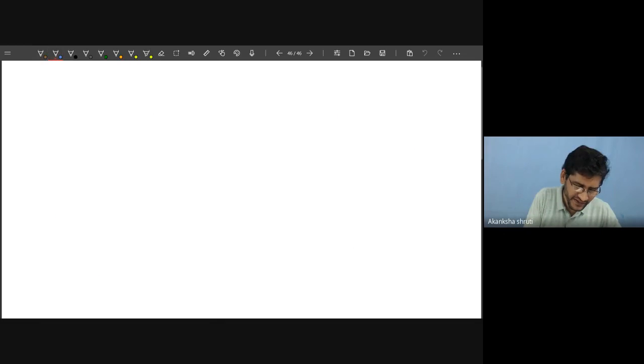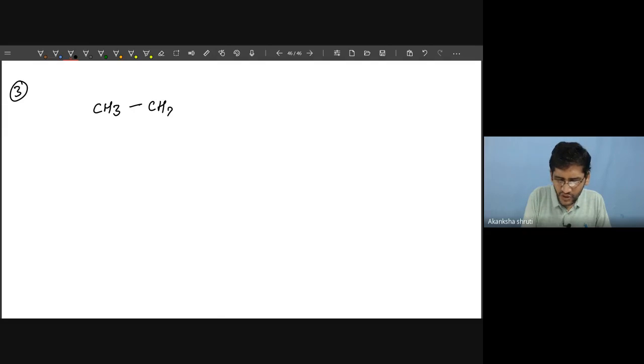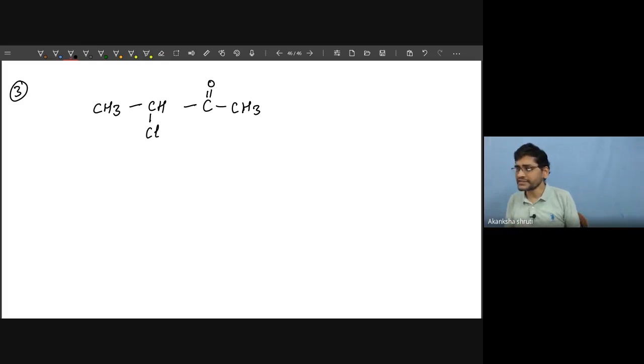Example three. Student, let us consider CH3, CH2, C, means ketone, I had already discussed, CH3, then at this carbon, let me consider one chlorine, Cl. Okay, student, this is the scenario.